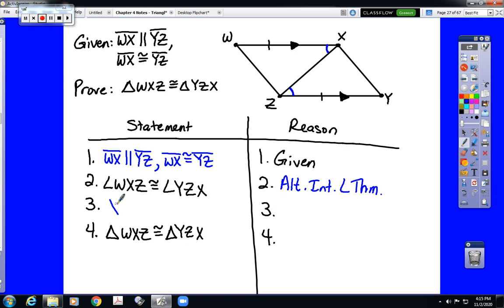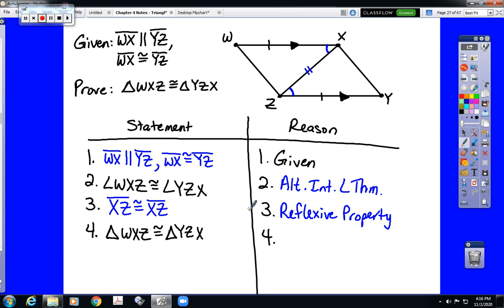Anytime two triangles contain a side or share a side, there's going to be what's called a reflexive step in our proof. Since they share XZ, we can declare that XZ is congruent to itself because the reflexive property says every line segment is congruent to itself. So by stating that XZ is congruent to XZ, we provide ourselves with a second set of congruent sides.